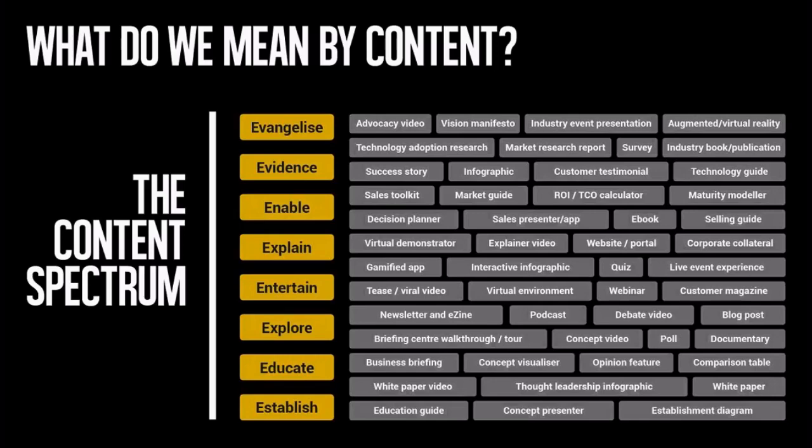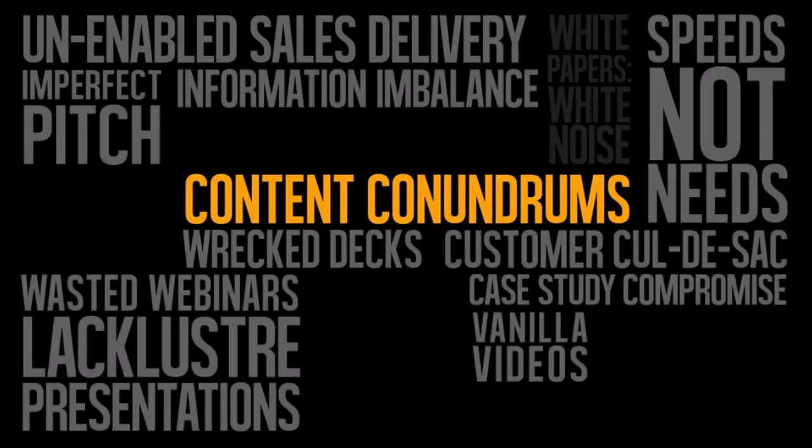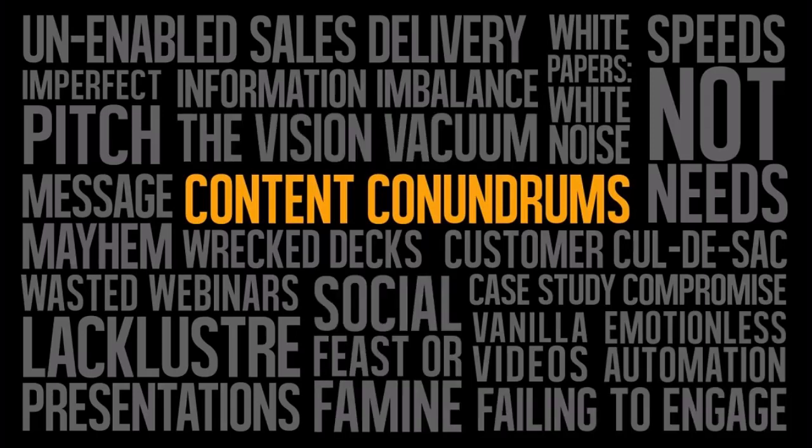Now, this list is not exhaustive, but as more and more technologies and more platforms become mainstream, the more opportunities become available for the tech marketer. But with these opportunities, we also get some issues. Today's appetite for content creates some particular problems, especially for an industry like tech that's dependent on it. These content conundrums come in many forms and suffer many side effects. We've highlighted some of them here on this slide. Conundrums such as the vision vacuum, white papers, white noise, speeds not needs, the customer cul-de-sac, and emotionless automation, to name just a few. Now, we're not intending to spend any time exploring these in detail today on this web briefing, but there are articles on each of them on our blog, The Tech Marketer, on therubiconagency.com.